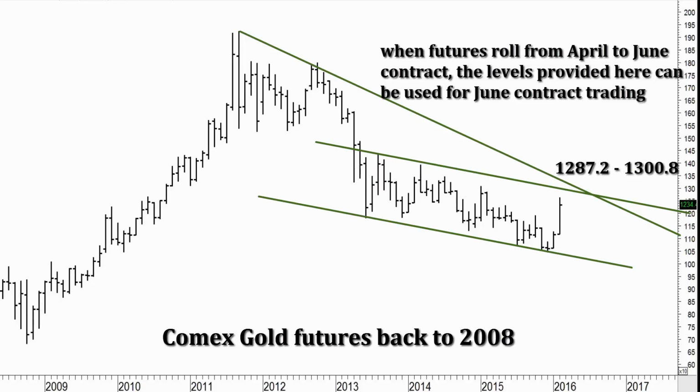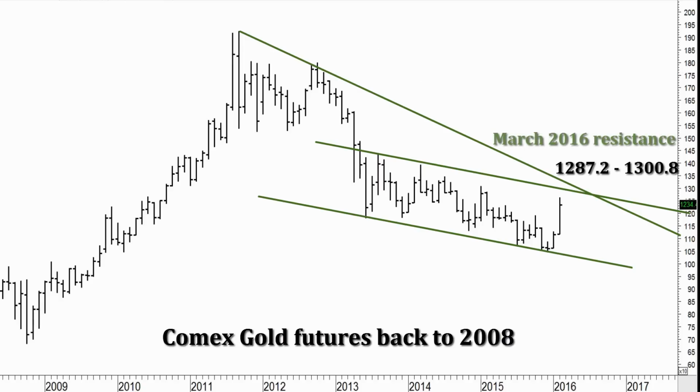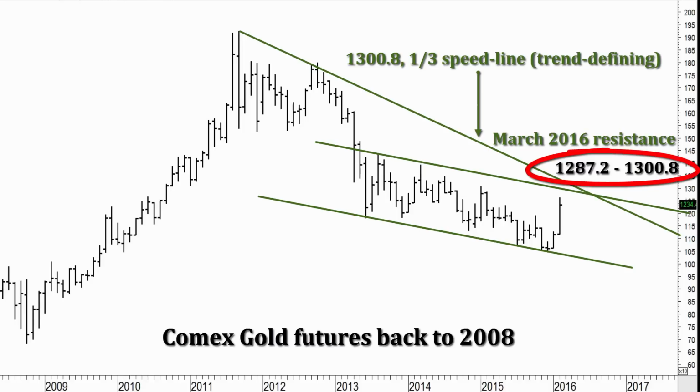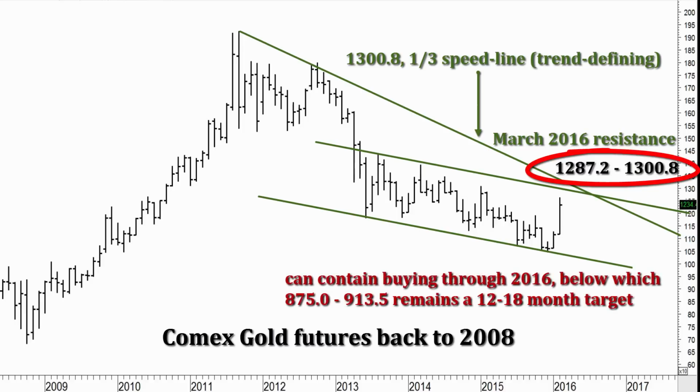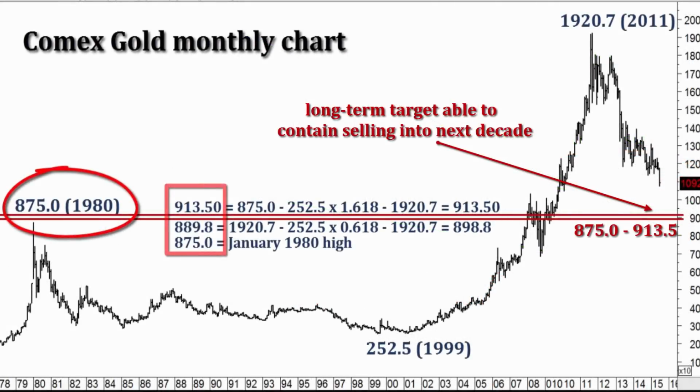Once again, for the month of March, the significant overhead resistance I'm referring to begins at the 1287.2 channel top and ends at the 1300.8 descending 1/3 speed line projected off the 2011 high. This gradually descending and narrowing range is able to absorb buying through 2016, and below it we should, over the next 12 to 18 months, continue south to ultra long-term support in the 875 even to 913.5 area, where we can bottom out through the balance of the decade.